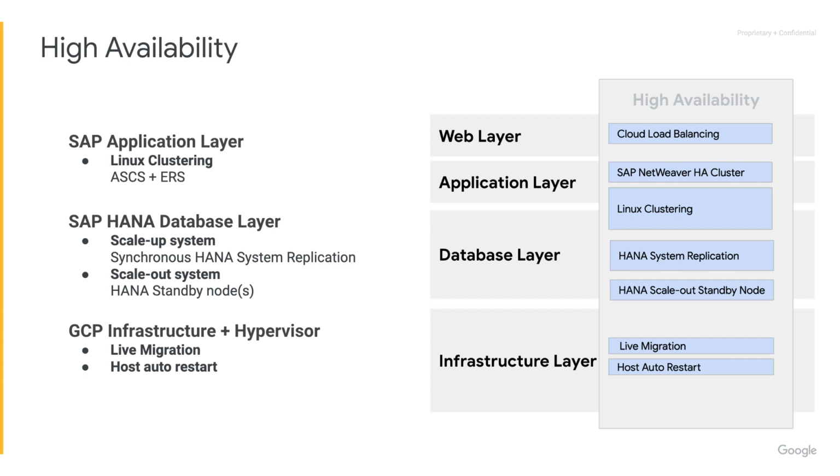Then you go into the database layer, and there are different ways that you can provide high availability, in this case for a HANA system, based on a scale up or a scale out system with synchronous HANA replication or with a HANA standby node. And then finally on the application layer, with Linux clustering for your central instances. So the ability to have the application layer also in a high availability landscape.